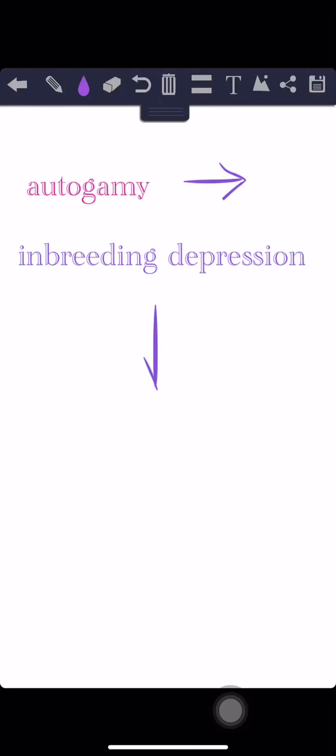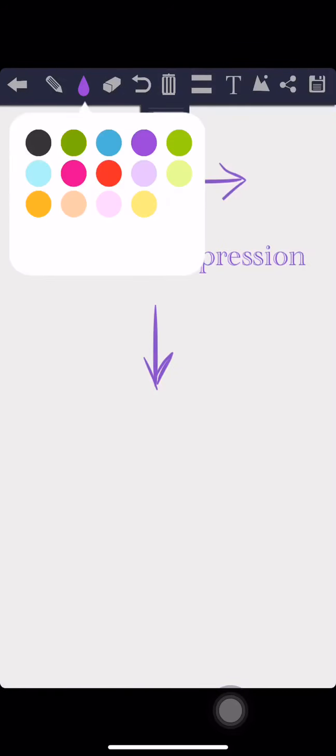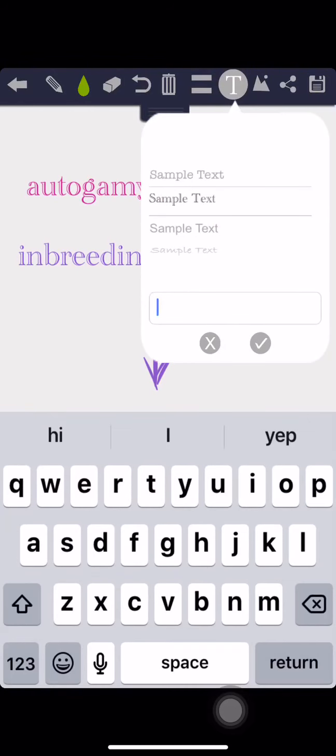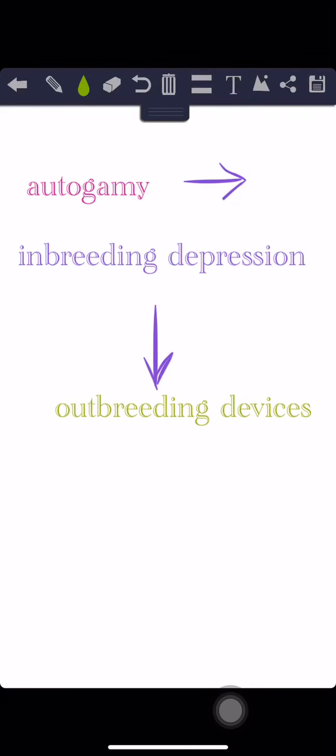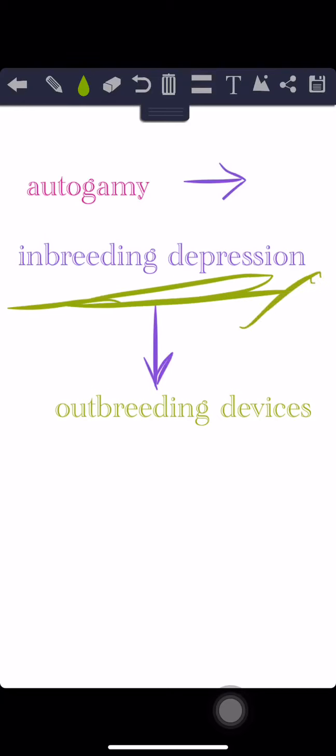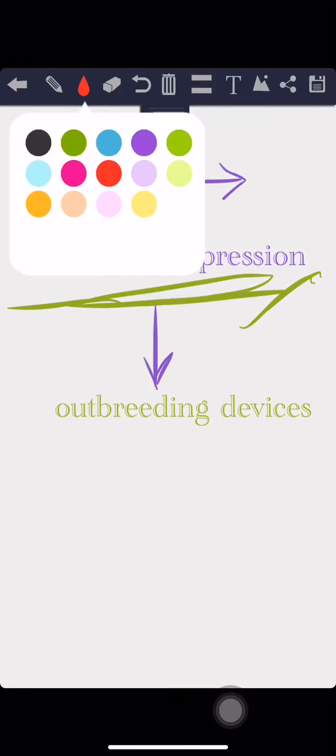it can be reduced by some devices which we call outbreeding devices. So remember, children, what are outbreeding devices? These are the devices which reduce self-pollination and promote cross-pollination to reduce this problem. Remember, this inbreeding depression is a loss of vigor in plants which can be reduced by the outbreeding devices.